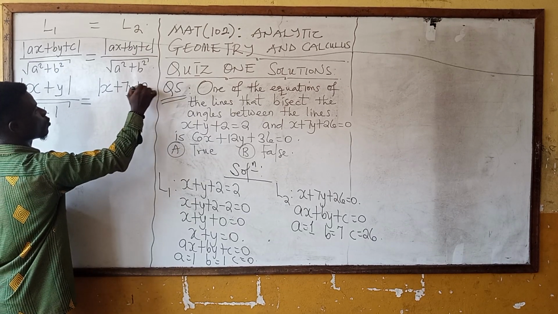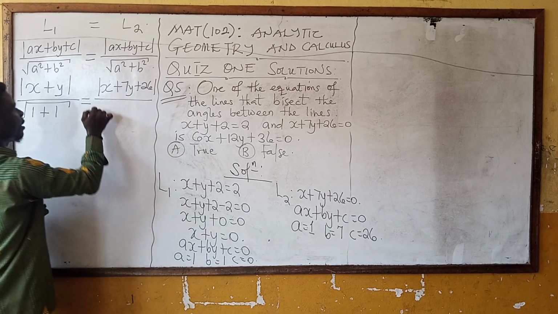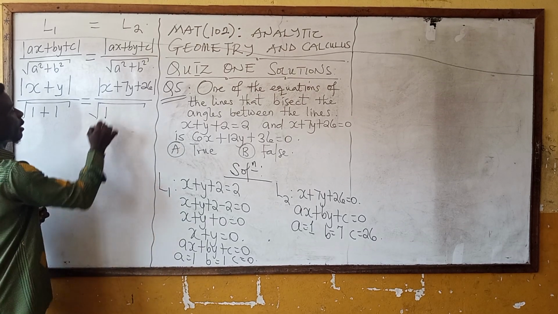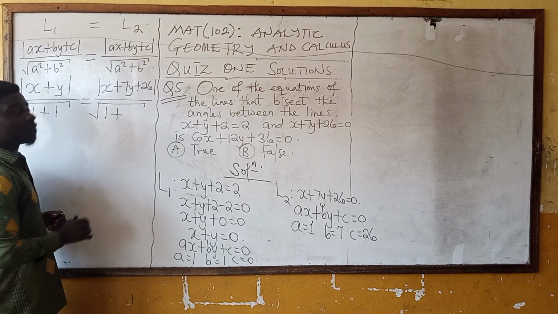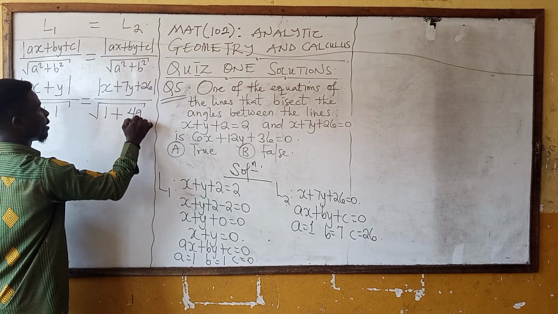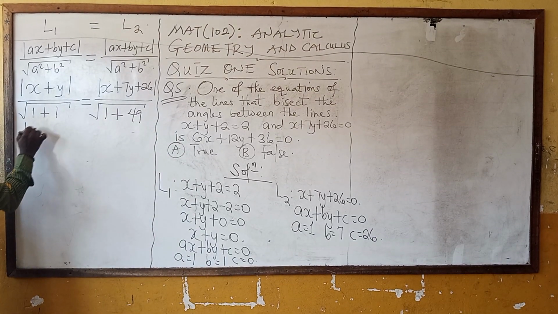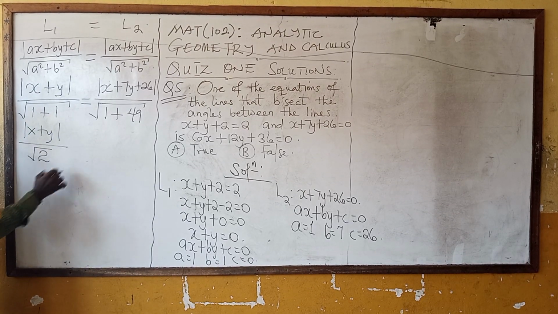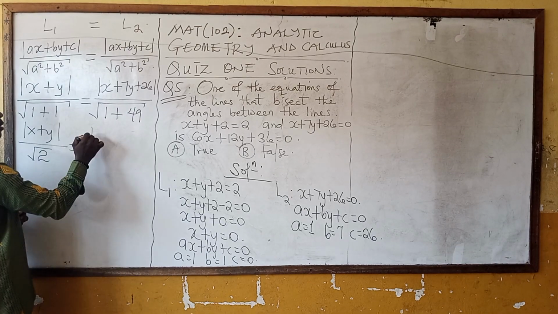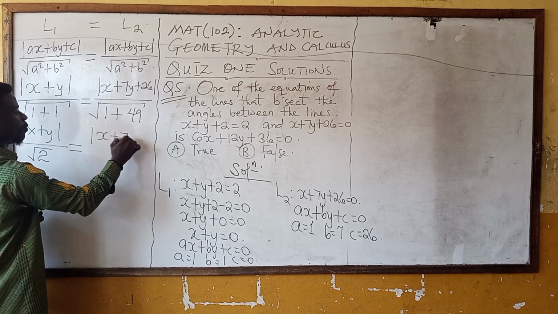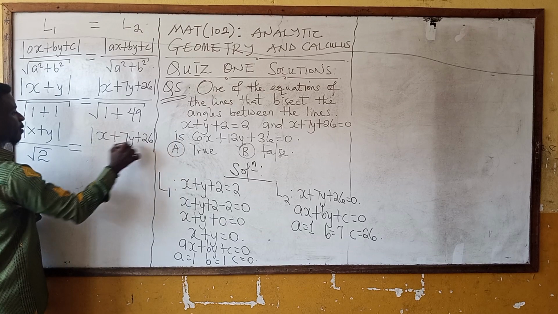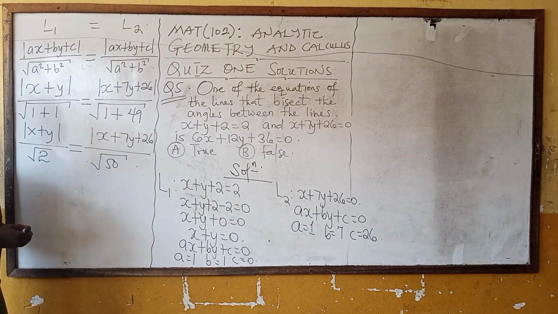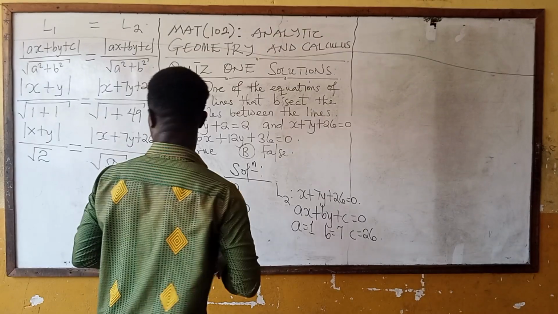Then our C is plus 26 divided by square root of A squared, which is 1 squared, which is 1, plus B squared, so 7 squared, we get 49 here. So the absolute of x plus y divided by square root of 2 equals the absolute of x plus 7y plus 26 divided by square root of 50. Right. So this is how we are moving.